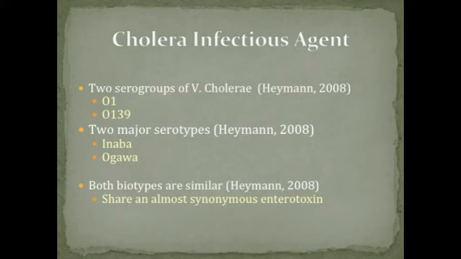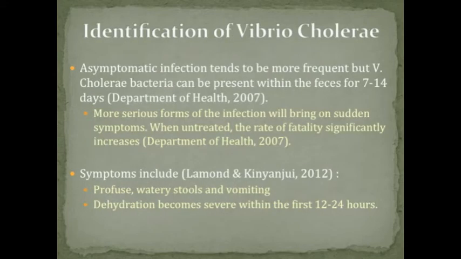Two major serotypes, Inaba and Ogawa. Both biotypes are similar. They share an almost synonymous enterotoxin. Identification of Vibrio cholerae. Asymptomatic infection tends to be more frequent, but Vibrio cholerae bacteria can be present within the feces for 7 to 14 days.